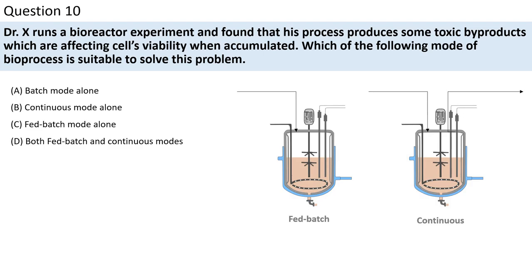You can start feeding your substrate in such a concentration that it's not diverted toward all the other toxic byproducts, or even non-toxic byproduct formation, which we can also prevent by going for fed batch mode of operation.